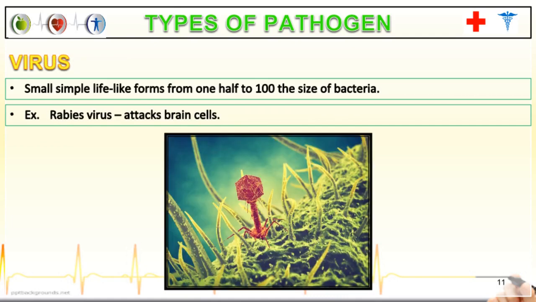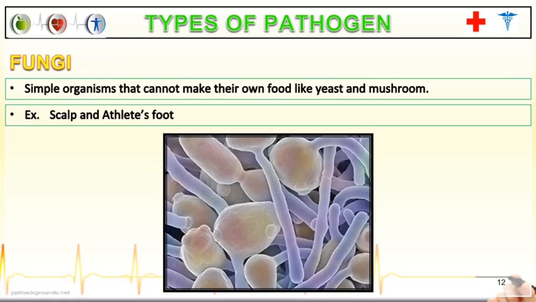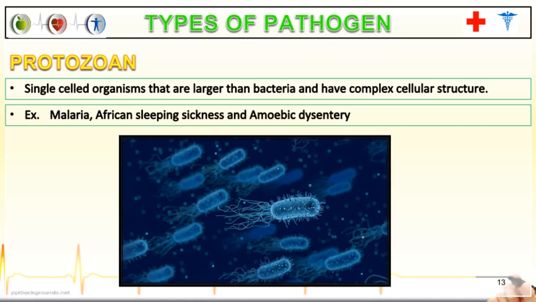Now we have the famous and deadly virus. Viruses are small, simple life-like forms from 1/2 to 1/100 the size of bacteria. An example is the rabies virus, which attacks brain cells. Fungi are simple organisms that cannot make their own food, like yeast and mushroom. They are commonly present in the scalp and athlete's foot. Protozoans are single-celled organisms that are larger than bacteria and have a complex cellular structure. They cause malaria, African sleeping sickness and amoebic dysentery.